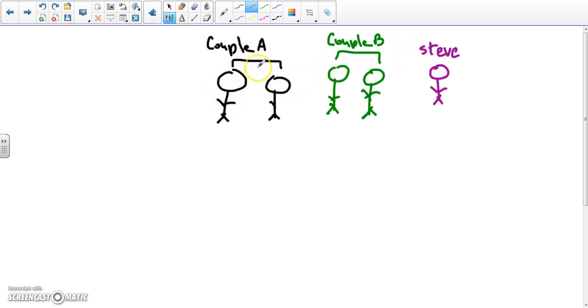The 2 couples are going to pay one bill together, this couple's going to pay one bill together, and Steve's going to pay his own bill. So let's say the whole thing costs them $100 total. All right. It's not fair for each person to pay $33, $33, $33. That's not fair to Steve to pay as much as the couples.